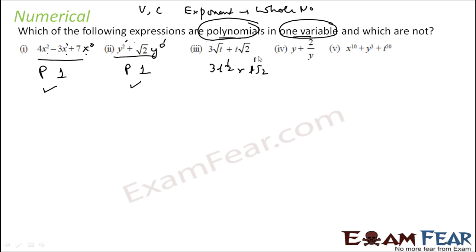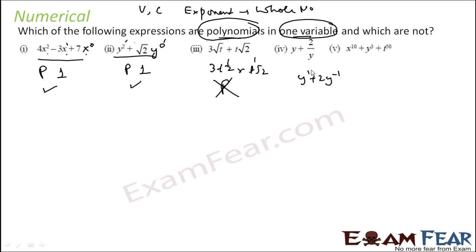So this is okay. The power is a whole number. This is not okay. Since the power is not a whole number, this is not even a polynomial. Since it is not even a polynomial, there is no point in checking whether it is one variable or two variable. Similarly here, y plus 2 into y to the power minus 1.